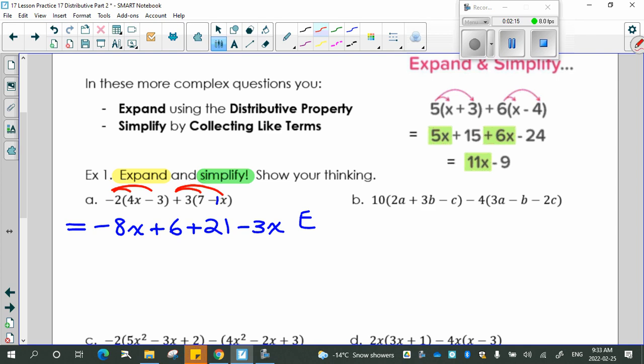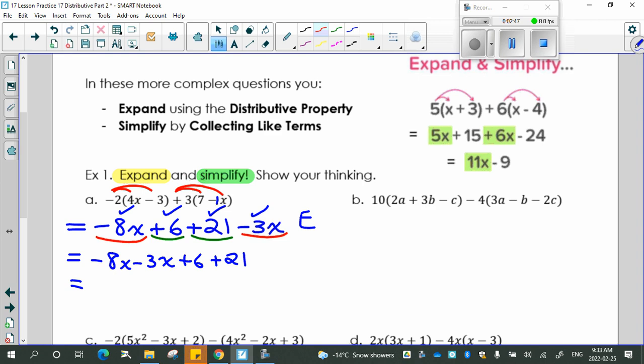To simplify, you collect like terms. So my red color is for x endings. My green color is for plain numbers. Now I line them up, so I've got negative 8x, check. Negative 3x, check. Plus 6, check. Plus 21, check. Once they're lined up, they're easy to collect. Use your calculator or your brain.